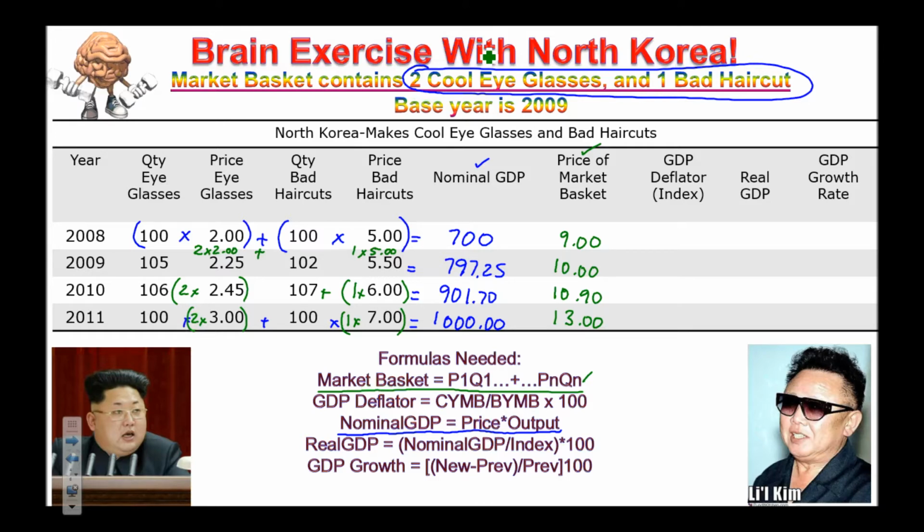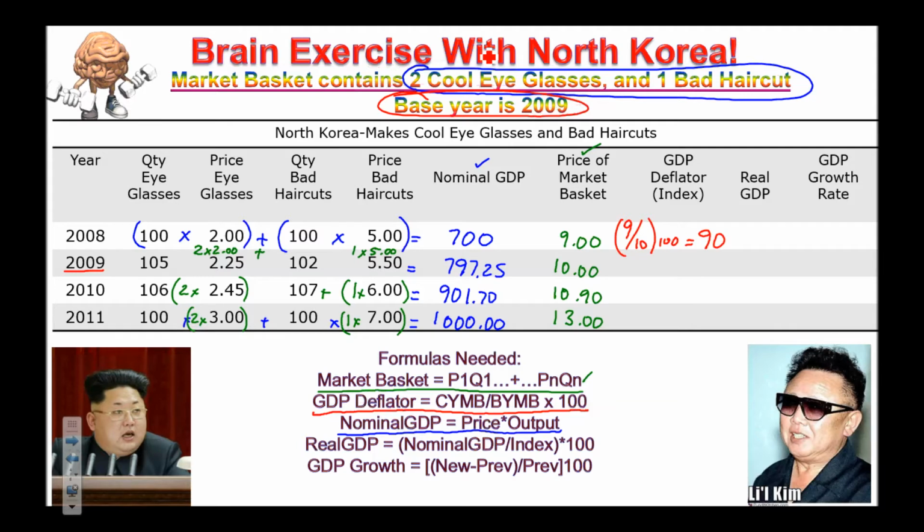Now, to calculate the GDP deflator, also known as an index, we're going to use this formula. GDP deflator is equal to the current year market basket divided by the base year market basket. It says here that the base year is 2009. So we're going to divide every market basket by 2009's market basket, which is $10. So the GDP deflator for 2008, we take the current year market basket, which is 9, divide by the base year market basket, which is 10, multiply by 100, and we get 90.